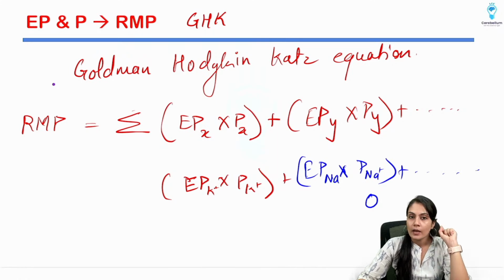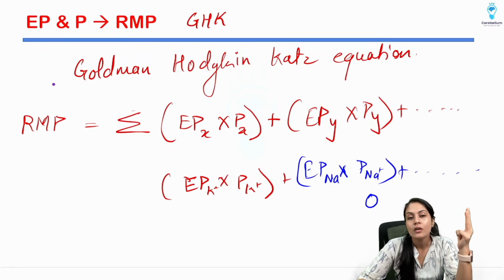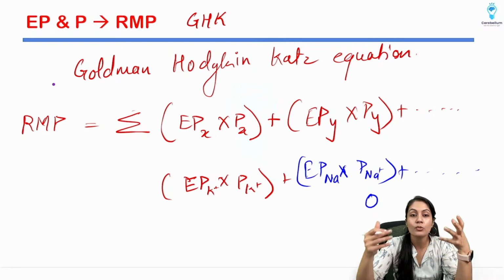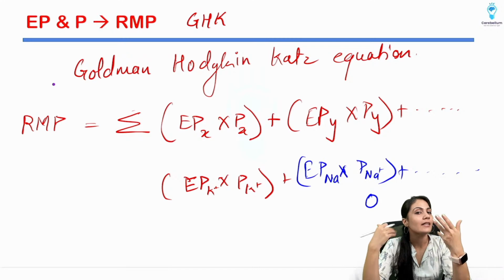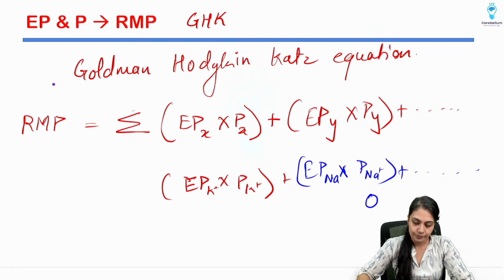Just remember, you can either calculate the equilibrium potential of all the ions, or you can just write this formula that is given by Goldman, Hodgkin, Katz. They were three different scientists, right? They came together and came up with this formula: equilibrium potential multiplied by its permeability. If you summate for all the ions, it is going to give you the value of RMP, and that's how we are going to calculate the RMP for different structures, isn't it?